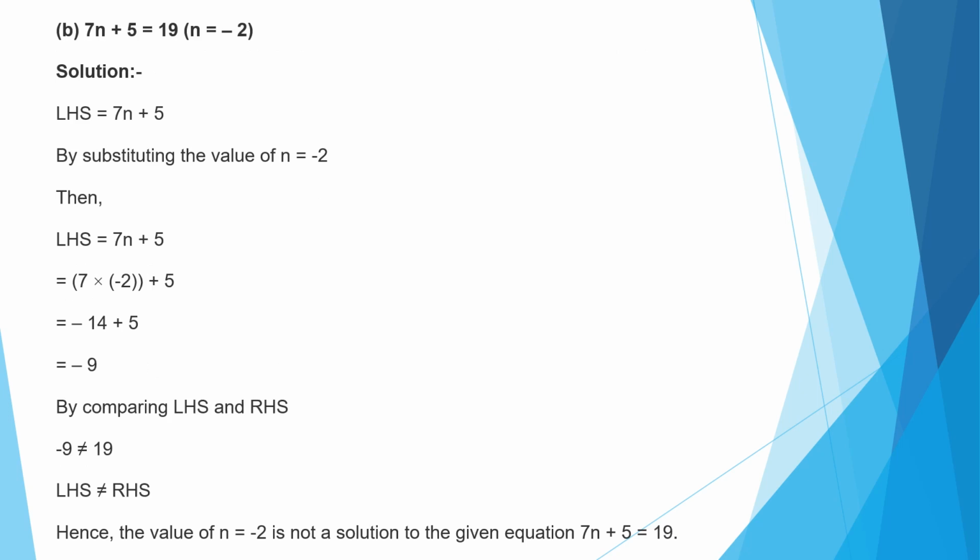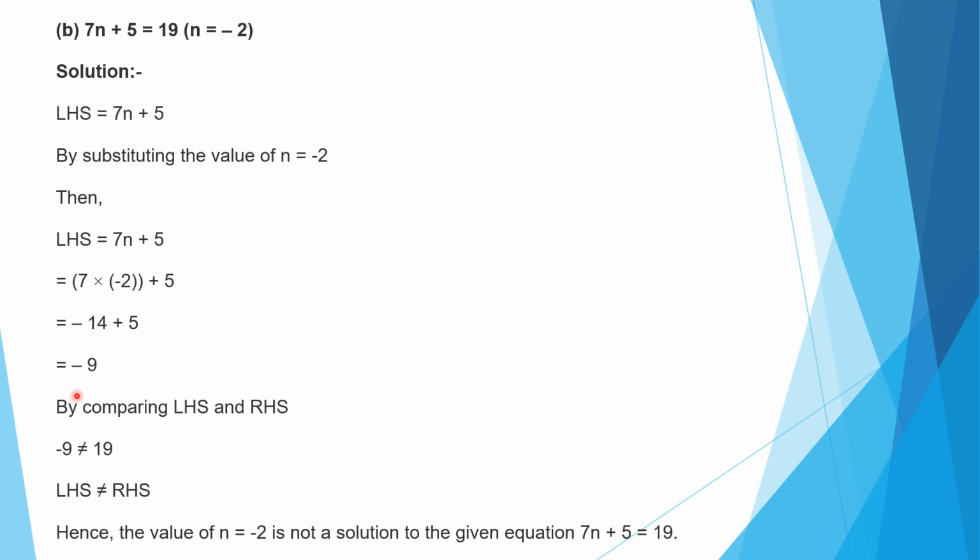Let us see one more sum. 7n plus 5 is equal to 19, and they have given n is equal to minus 2. Now let us take the LHS. LHS is 7n plus 5, and let us put the value of n as minus 2. That is 7 into minus 2 plus 5. Let us simplify this. 7 2s are 14, and plus into minus is minus. Minus 14 plus 5 is minus 9, the answer.